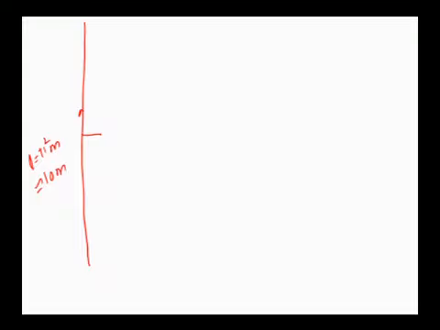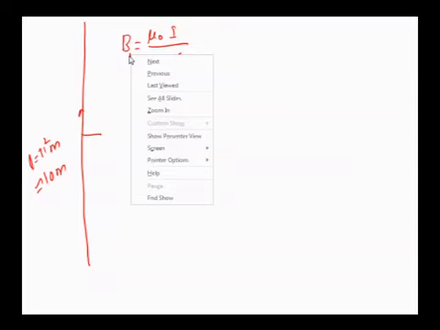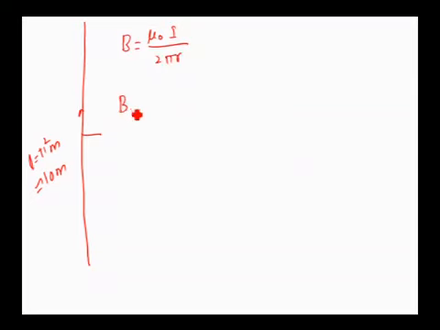For a very long straight conductor, the expression of magnetic field is B equals mu naught I divided by 2 pi r. So I will take this magnetic field as B1. Okay, so B1 equals mu naught I divided by 2 pi, r is given as 1 centimeter, that is 10 to the power of minus 2. I will take this as equation 1.